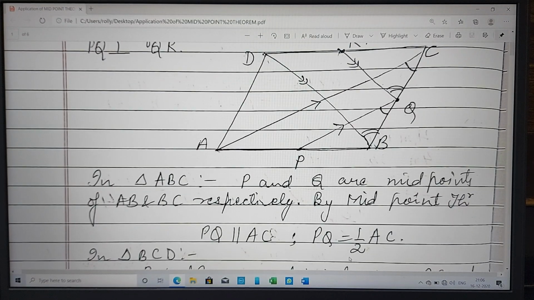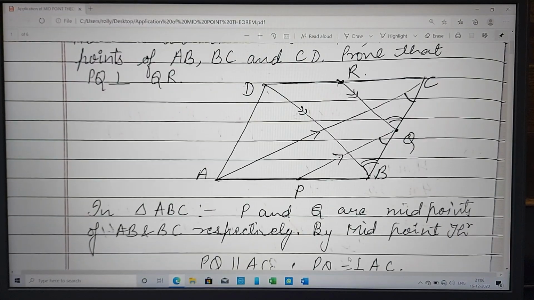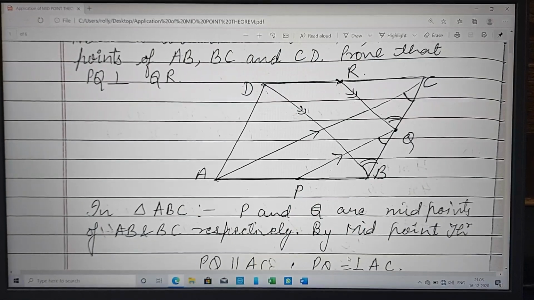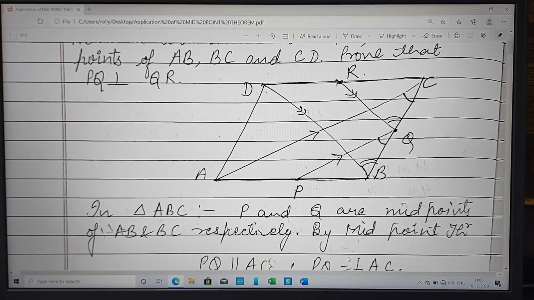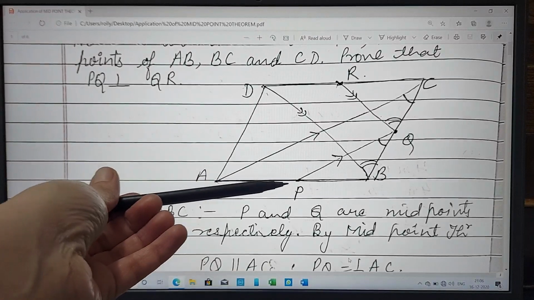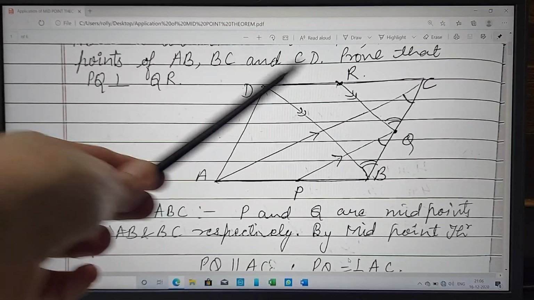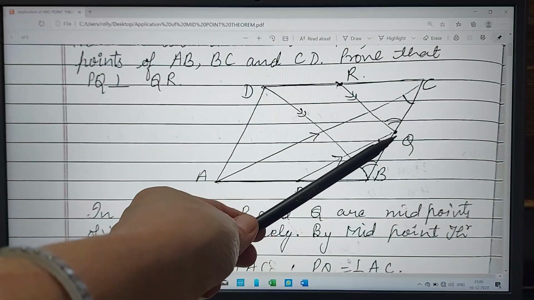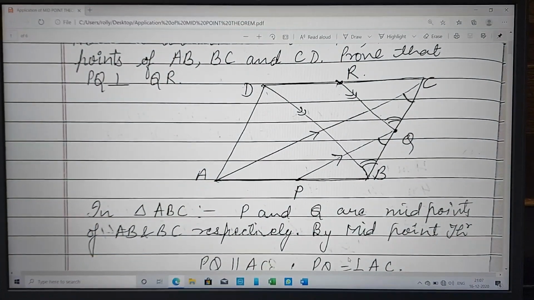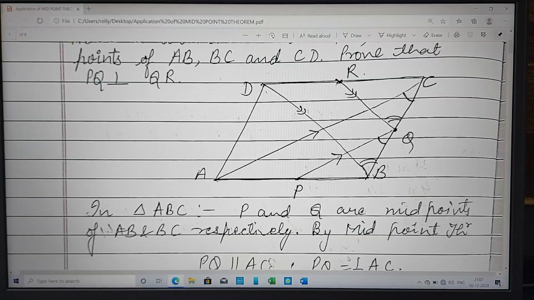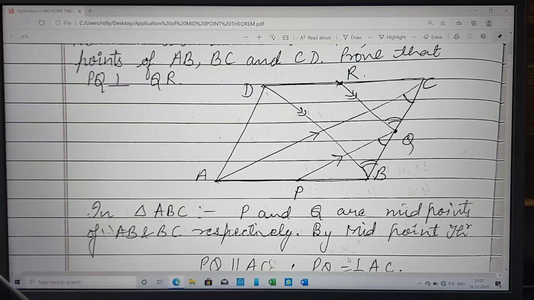What are the properties of a rhombus? All four sides of a rhombus are equal. And they have given that P is the midpoint of AB, Q is the midpoint of BC, R is the midpoint of CD. We have to prove that RQ and PQ are perpendicular to each other. So what are we going to do here?